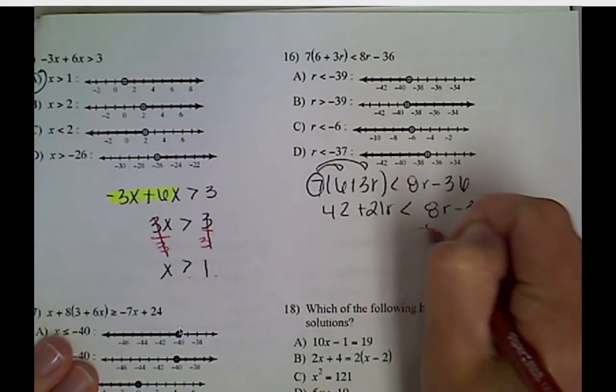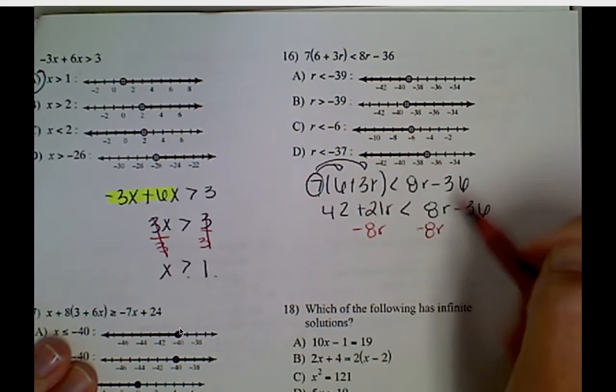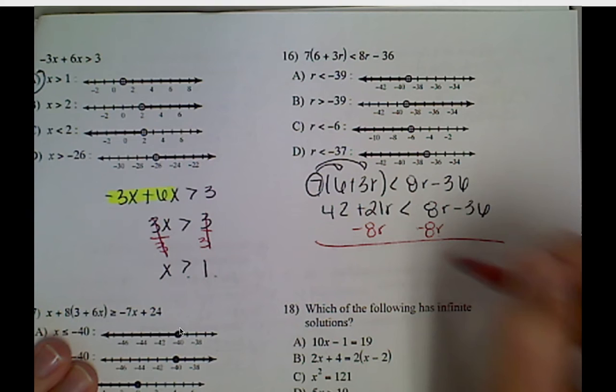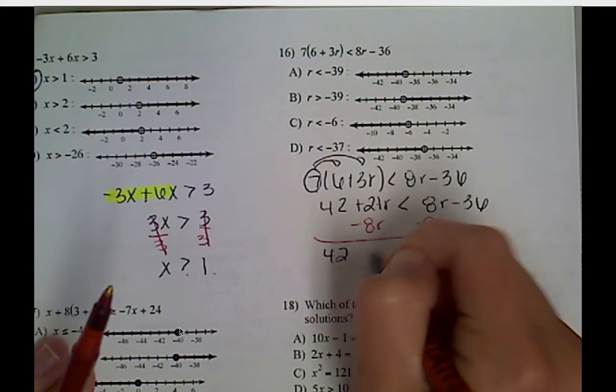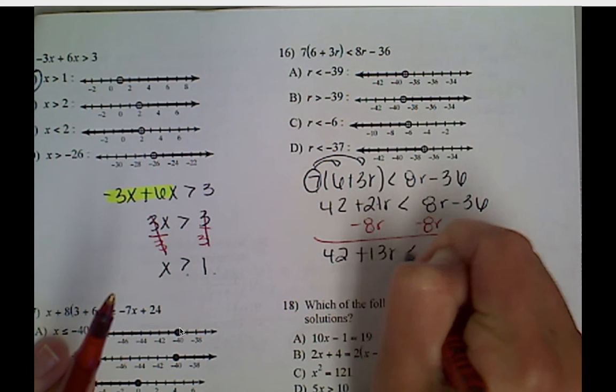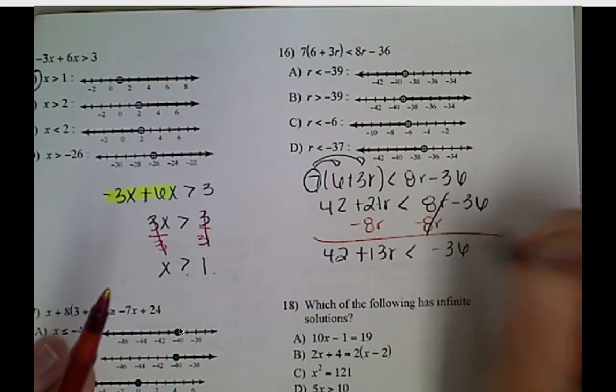Me, typically, I like to get my variables on the left. So the opposite of a positive is a negative. I'm writing it underneath the like terms. So I'm going to be left with 42, and 21 minus 8 is going to give you 13r is less than, these cancel, negative 36.